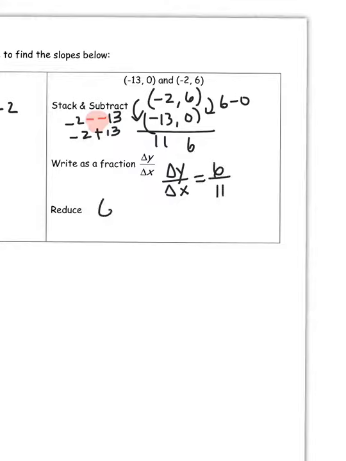Last step is to reduce 6 over 11. Is there anything that has a common factor between 6 and 11? Actually 11 is a prime number, which means there are no numbers that divide into it. So there are no common factors here. It cannot reduce. 6 over 11 is my final answer.